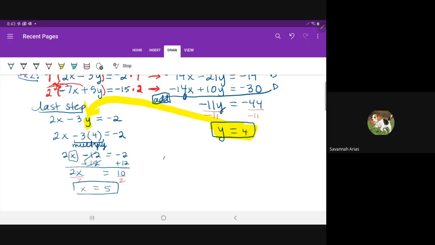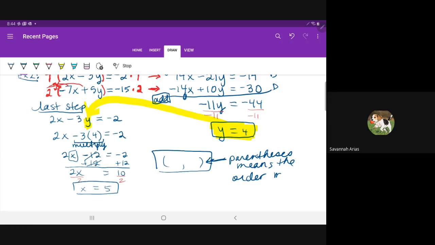Okay. And then when you write your answer, you have to write the parentheses. We got to write a little note because a lot of times people will not put the parentheses. The parentheses mean the order matters. Since I want x first and y second, it matters that I'm putting the 5 first and the 4 second. You heard it called an ordered pair when you first learned it, but maybe you didn't know the significance.